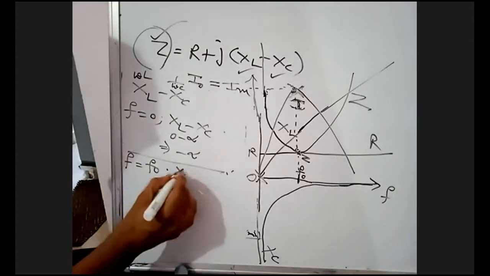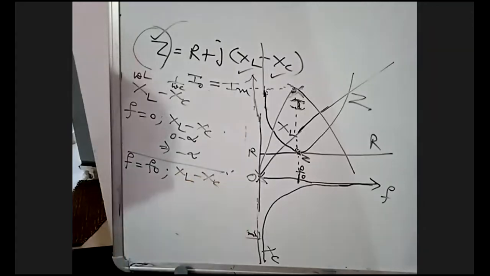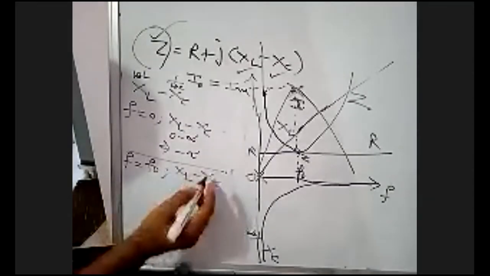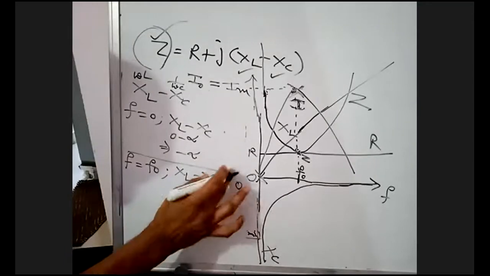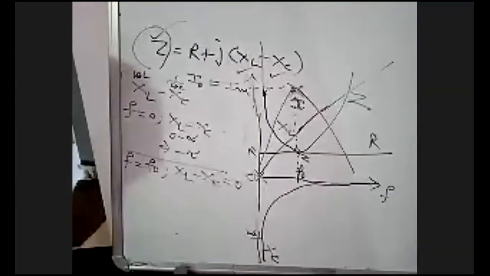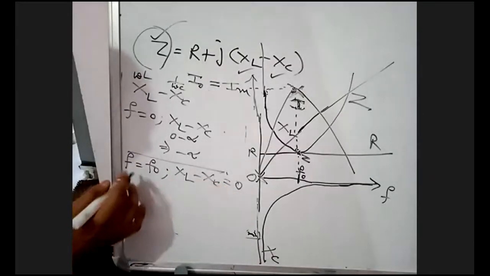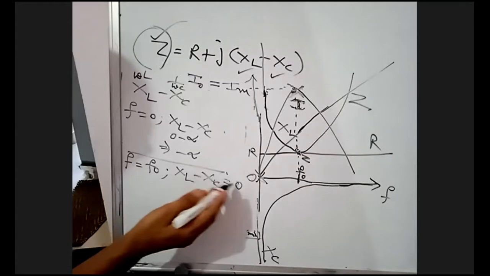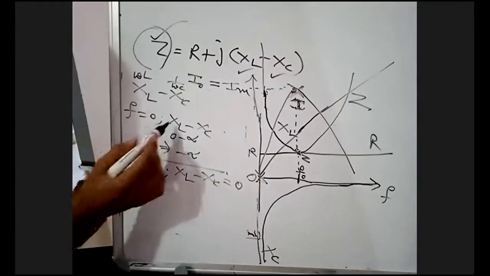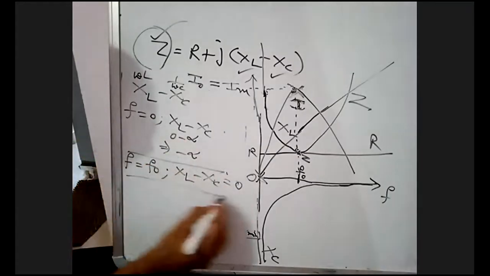At f equal to f naught, what is the value of XL minus XC? What is the condition at resonant frequency? XL is equal to XC, so the difference is 0. So at f equal to f naught, your XL minus XC is 0. At f equal to 0, your XL minus XC is minus infinity.